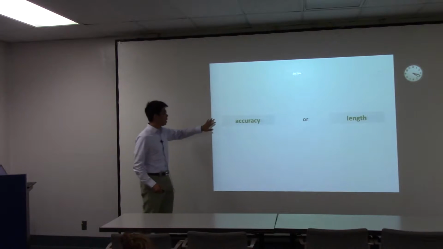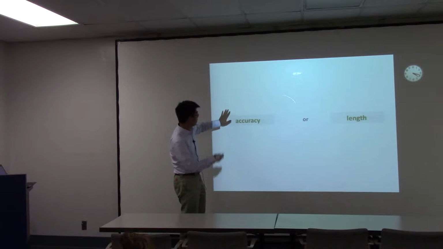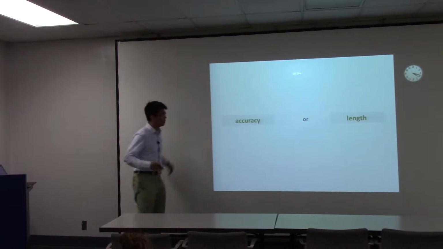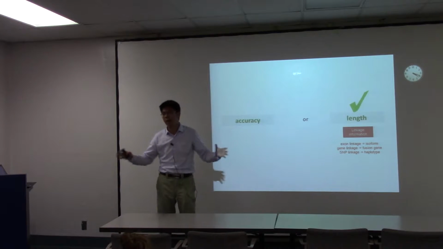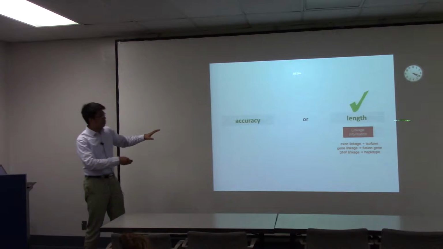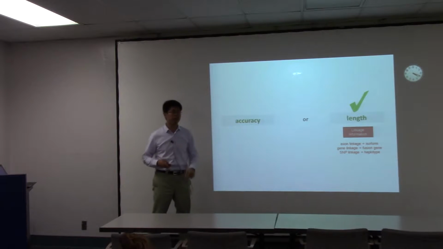So we already have a lot of high accuracy short reads. This is not what we really lack. What we want is the length information, because if you have the length information, you can link the exons together so that you can find the isoform. You can link genes so that you can find gene fusion events. You can do haplotyping by linking the SNP events.